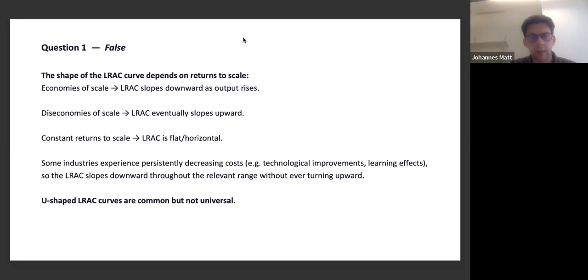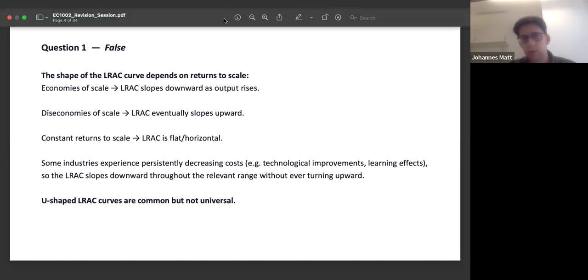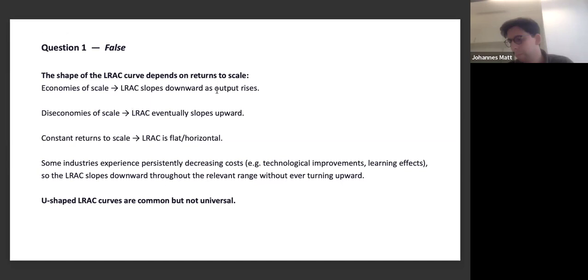So you would say there are three kinds of economies of scale which determine the shape of the curve. Therefore, it's not possible, without knowing anything about the economies of scale, to make inference about the shape of the cost curve. Are there any questions on Q1?